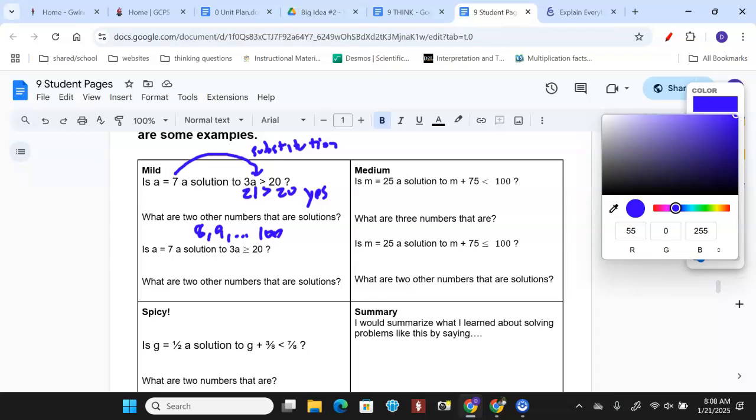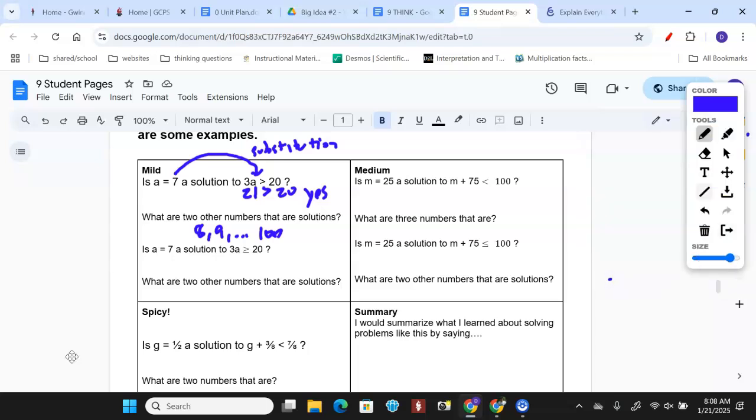Is a equals 7 a solution to 3a is greater than or equal to 20? So remember how that worked. This is basically the same situation as above, except here. Ooh, what did I do? Something like that. Okay, let's start that again. Here, the difference would just be that little thing would mean equal is okay, where it was not okay above.